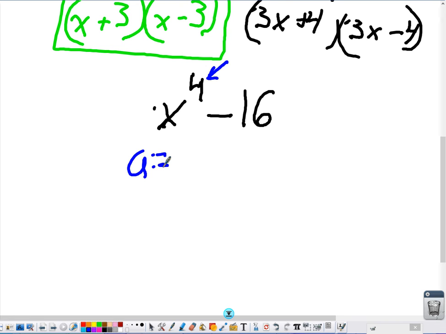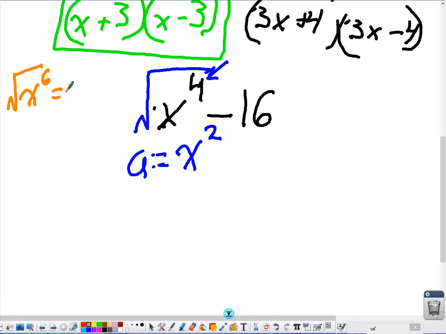It's actually pretty simple. Basically, whenever you take the square root of x to some power, all you do is divide that exponent by 2. So instead of x to the 4th, we'll have x squared. So, for example, even if I had the square root of x to the 6th, that just becomes x cubed. If I have the square root of x to the 10th, that becomes x to the 5th. So basically, you just divide the exponent by 2.